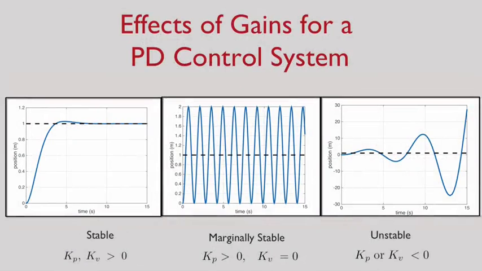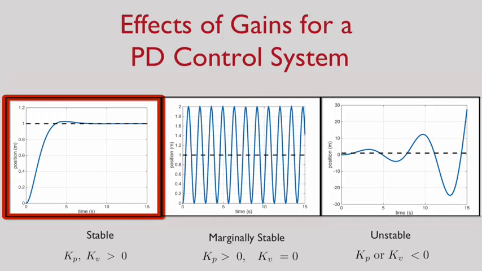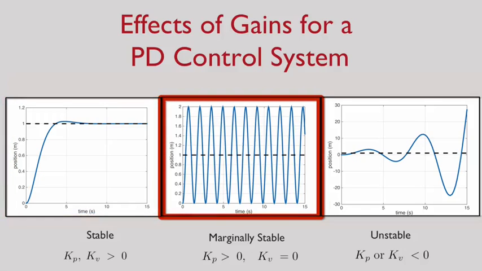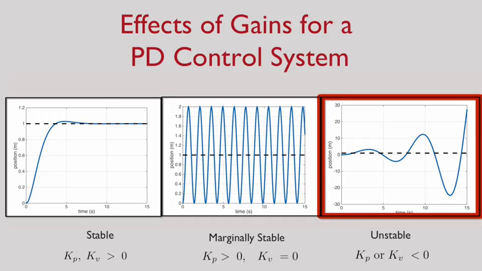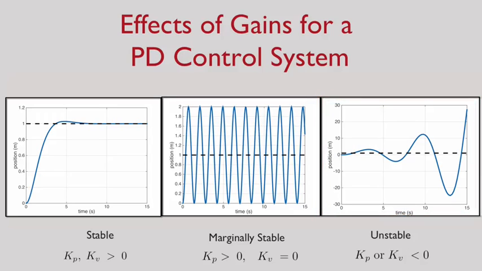So here are three examples of the system based on what values you pick for the proportional gain and the derivative gain. If both the gains are positive, you're guaranteed stability, as you see on the left side. If k sub v is equal to 0, then you're guaranteed marginal stability. While the system will not drift, you'll find that it will oscillate about the desired value. Of course, if one or the other gain is negative, then you essentially get an unstable system. You can similarly explore the effect of the integral gain, which we haven't done in this picture.